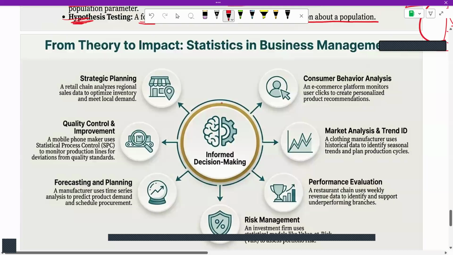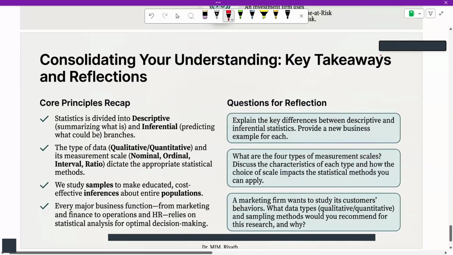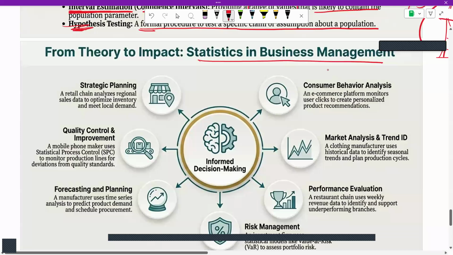From theory to impact. So business statistics in business management. When and how do we use this kind of statistics, where can we use statistics in business? We can use it in strategic planning, in the planning stage. Say for example, retail chains like Cargills Food City or Keells Super analyze regional sales data to optimize inventory and meet local demand.